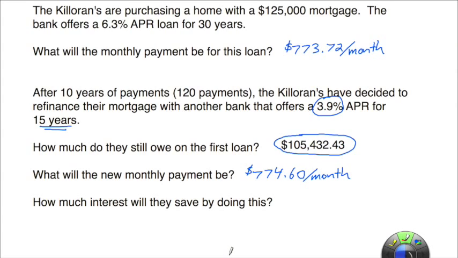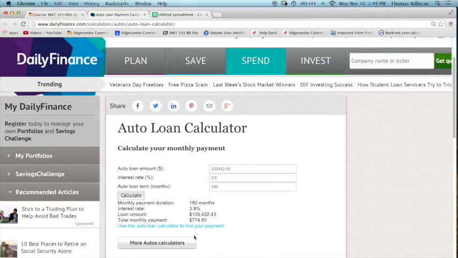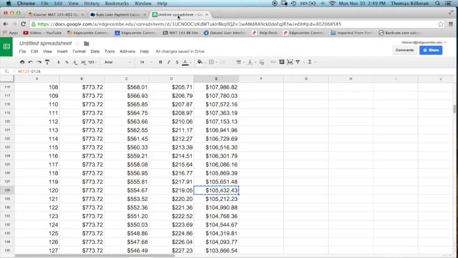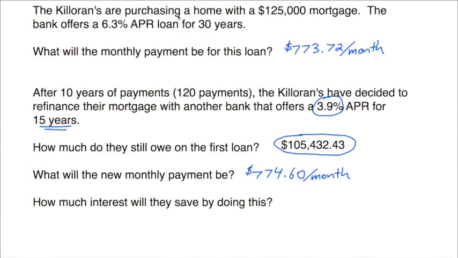All right. So the question then becomes, how much interest did they save by doing this? All right, so there's a couple different ways of doing this. Number one, we have to figure out how much interest they paid to begin with. And technically, there's two different ways of doing that. So let me do it with the calculator first. We could do it with a spreadsheet too. All right, so you start off with $773.72, the amount they were originally paying, and multiply that by 360. That's all the payments you would have made if we left the loan alone. All right, so multiply that out.